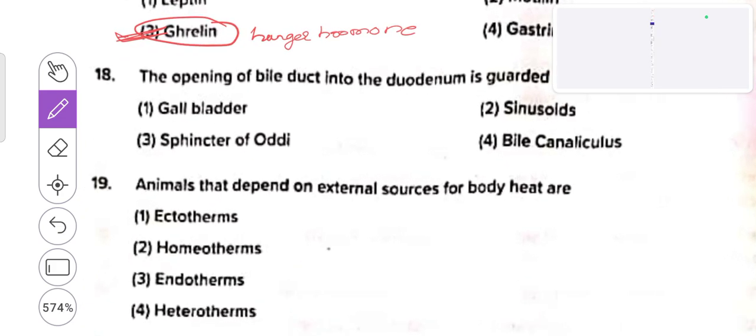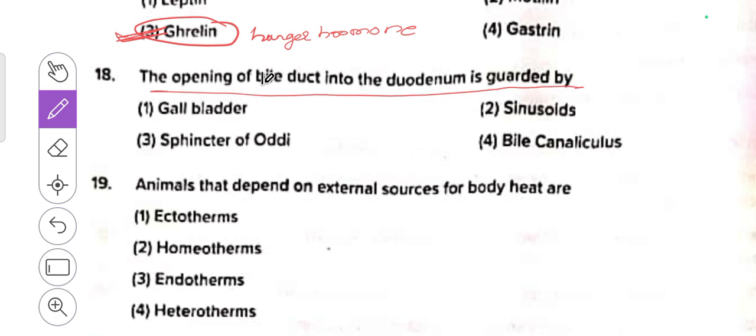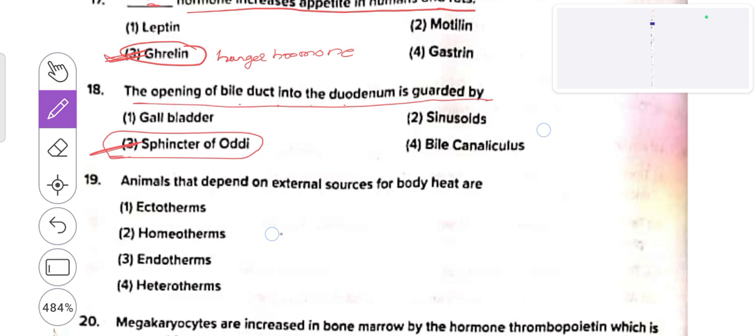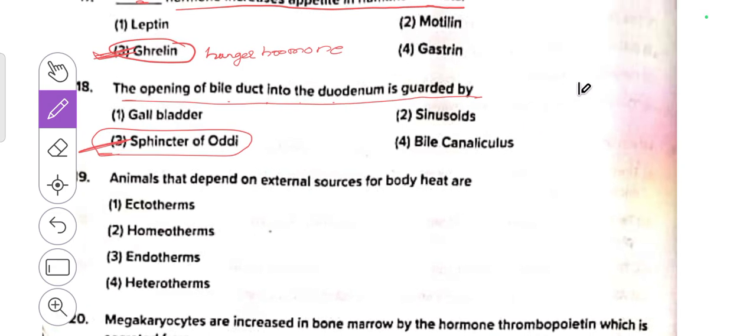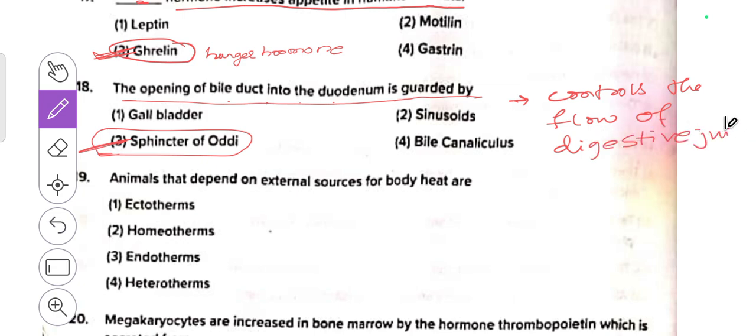Then the 18th one. The opening of the bile duct into the duodenum is guarded by the sphincter of Oddi. This sphincter of Oddi controls the flow of digestive juices, like bile and pancreatic juice.